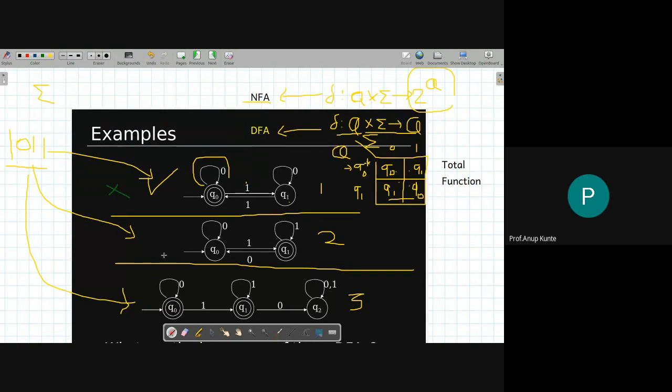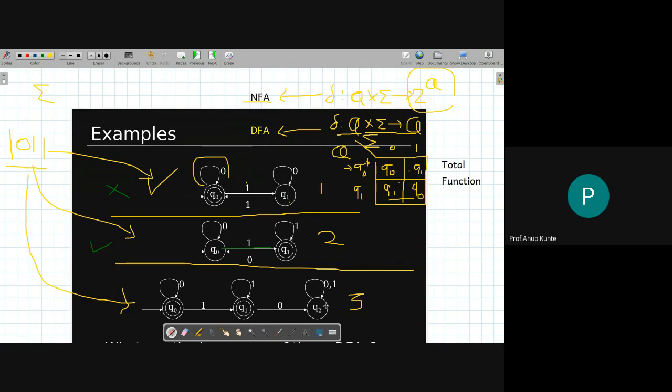Now 1011 on this device: 1, 0, 0 will take me back to Q0, then 1 and 1. I will end up in Q1, and Q1 being a final state, this device will accept my input 1011.